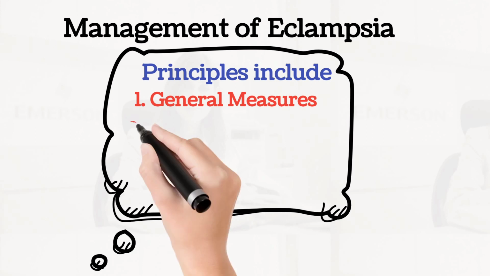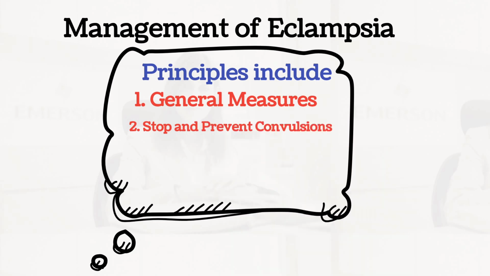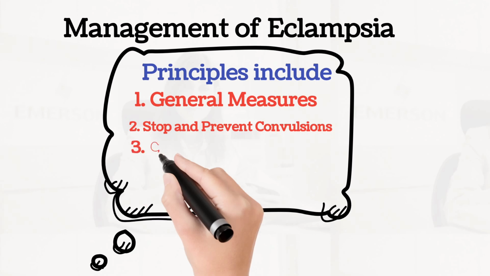Then on stopping and preventing convulsions, the drug of choice is magnesium sulfate, because it is more effective in preventing recurrent seizures than phenytoin or diazepam. That's the drug of choice for doing that. You have to give it as a loading dose to stop the seizures and a maintenance dose to prevent recurrence of seizures, and you have to continue the magnesium sulfate for 24 hours post delivery or from the last fit.